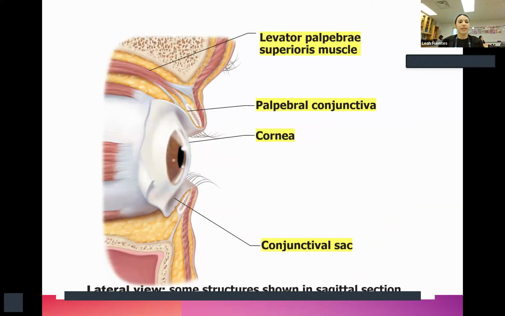Okay, and then we start getting into the eye anatomy. This is something you'll need to know on both an image and the actual eye model. And I do have both of those labeled on here, so we'll go through those. This specific image, I believe, comes from your worksheet. So first we have our levator palpebrae superioris muscle. We have our palpebral conjunctiva, our cornea, and then the conjunctival sac.